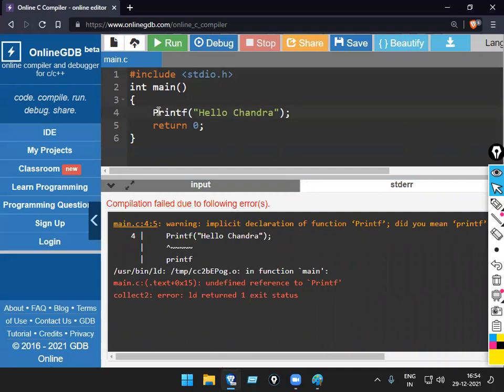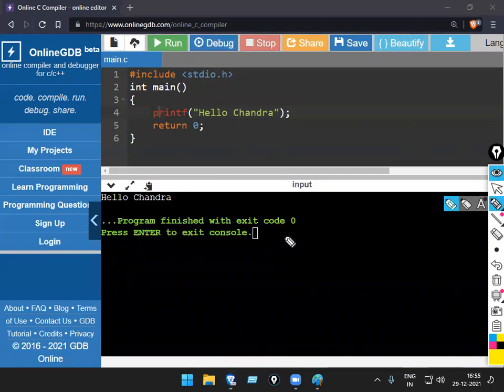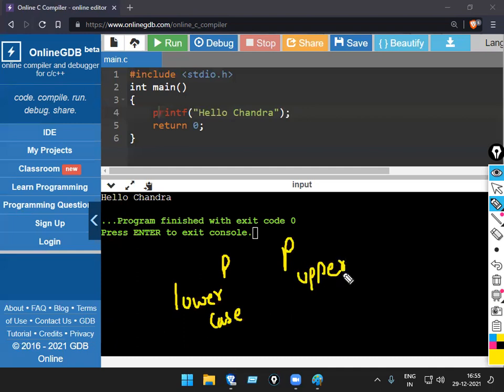What you are understanding here is that small p is different from capital P. This is lowercase, and this is uppercase. These are capital letters, and these are lower letters. Using the technical word, the difference between lowercase and uppercase is called case sensitive.